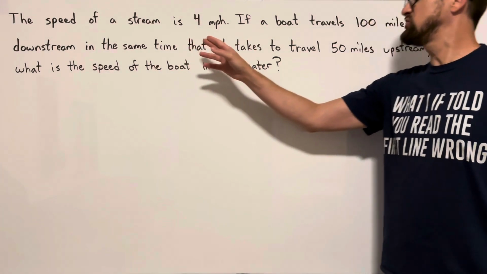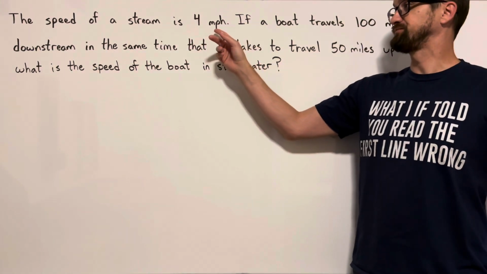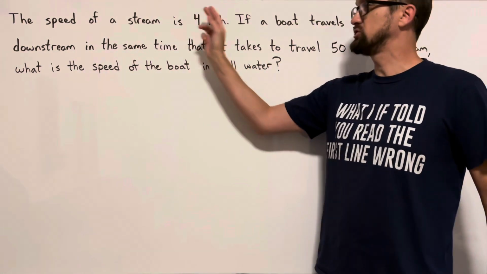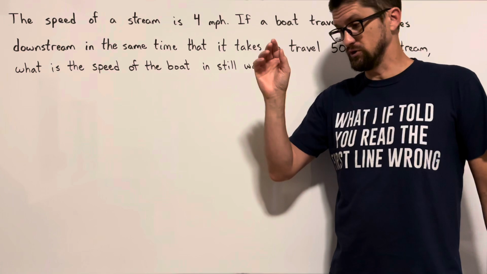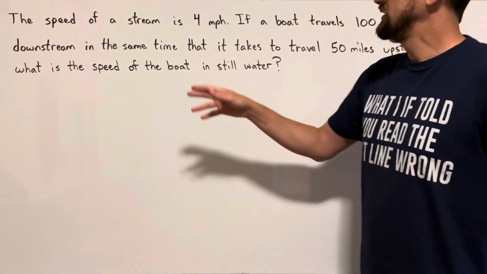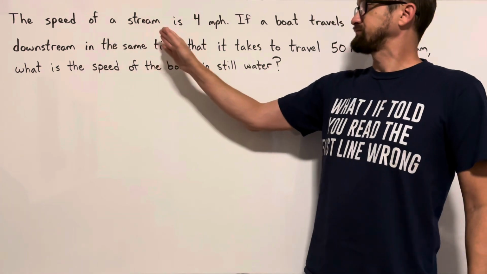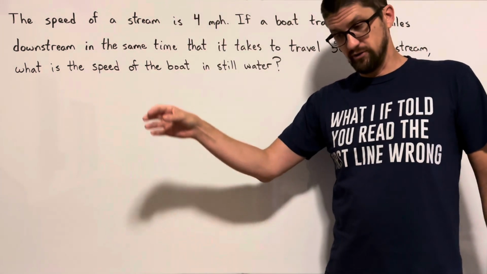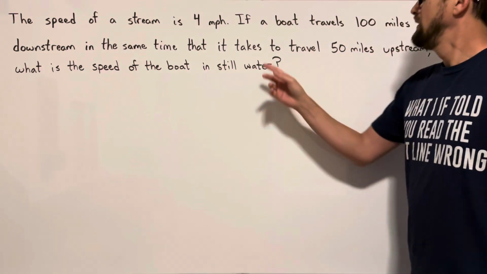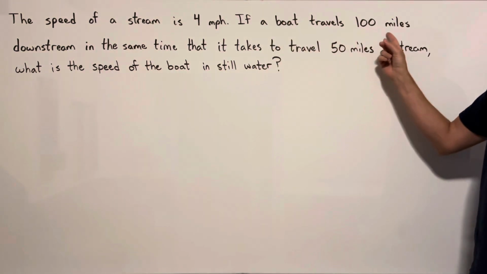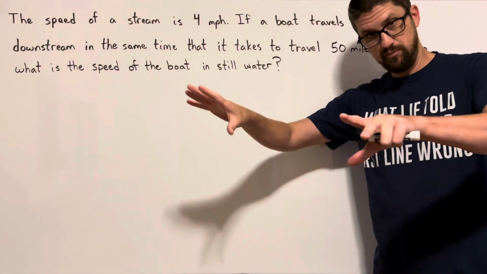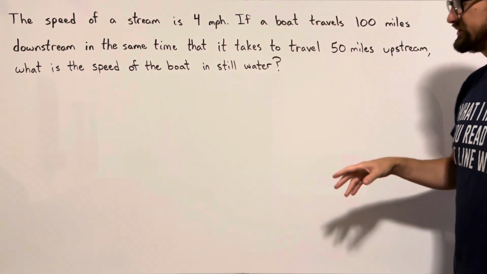The speed of a stream is 4 miles per hour. That's the current of the stream here. So if you were standing on the side of the river here, and you were looking at the water, it would be going 4 miles per hour. If a boat travels 100 miles downstream, that is when the current is helping you, it increases your speed.